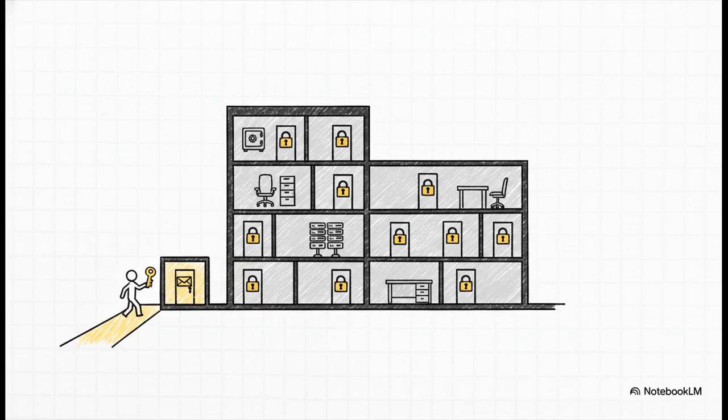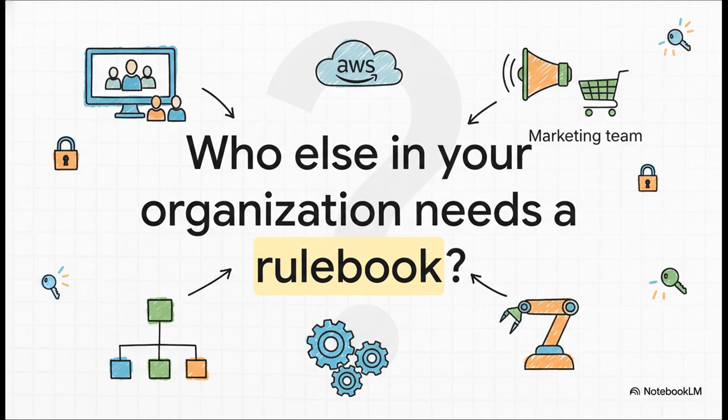Think about it. You wouldn't give an intern the keys to the entire office building if all they need to do is get into the mailroom, right? It's the same idea. You grant only the absolute minimum permissions someone needs to do their job. Nothing less, and definitely nothing more. You know, we focused on an intern today, but this principle applies to absolutely everyone. Your senior developers, your marketing team, even your automated systems. So the real question I want to leave you with is this. Now that you know how to write the rulebook, who else in your organization needs one?